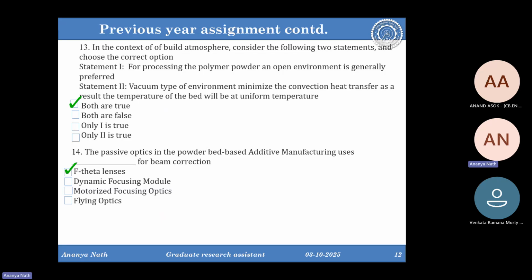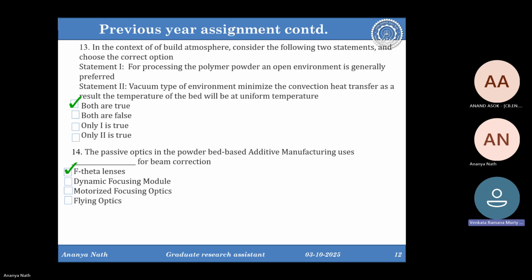Passive optics in powder bed AM uses dash for beam correction. It is the F theta. Passive optics means the fixed things, that is not the dynamic one. So that is the galvanometer one. So for beam correction also, F theta lenses are doing that.